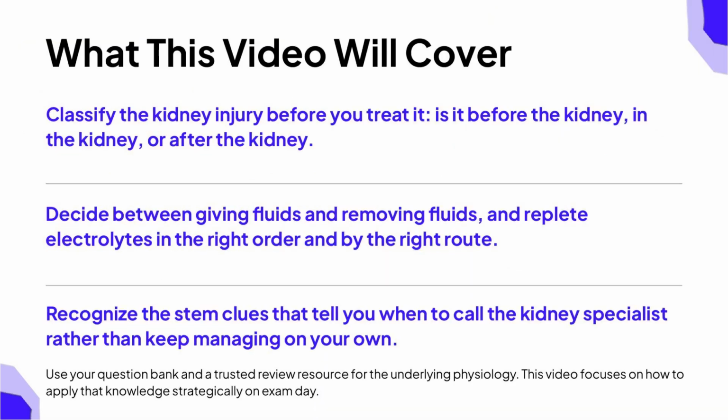Here is what we are going to cover today. First, we will learn to classify the kidney injury before reaching for treatment, sorting the cause into a problem before the kidney, inside the kidney, or after the kidney, because the classification drives the answer.